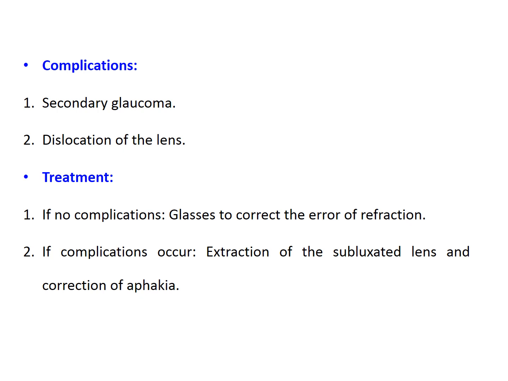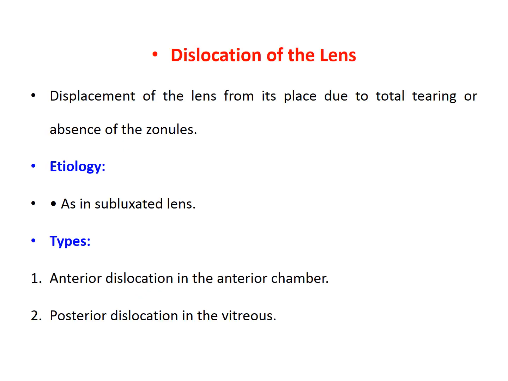What are the complications related to subluxated lens? Secondary glaucoma, dislocation of the lens. If no complication, glasses are used to correct the error of refraction. But if it is complicated, we should extract the subluxated lens and correct the aphakia as usual. So another term is dislocation of the lens, not subluxation but dislocation. This is displacement of the lens from its place due to total tearing or total absence of the zonules. It is either anteriorly dislocated in the anterior chamber or posteriorly dislocated in the vitreous.